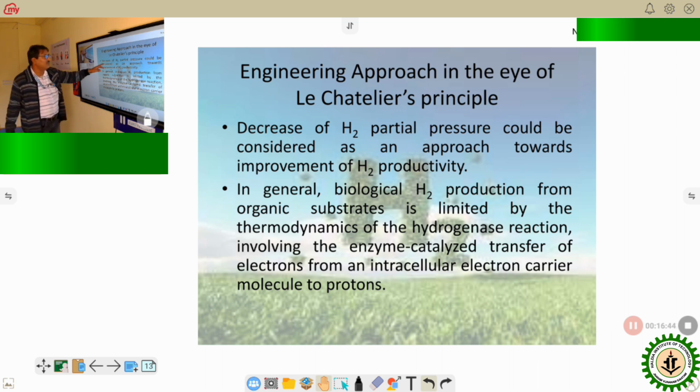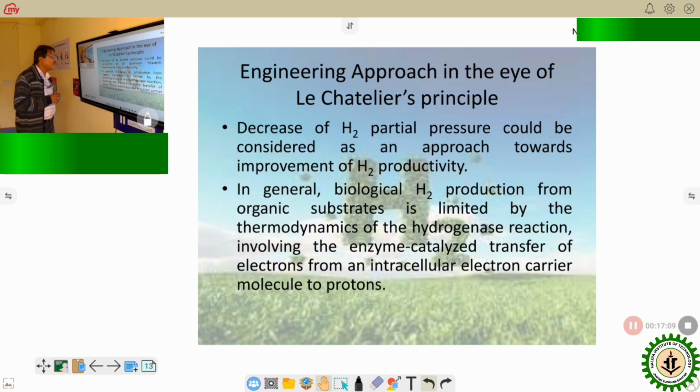So just see the theory. The decrease of hydrogen partial pressure could be considered as an approach towards improvement of hydrogen productivity. So these lessons can help you in doing research projects, and obviously there is further scope for improvement, and you can reach a new height in this.